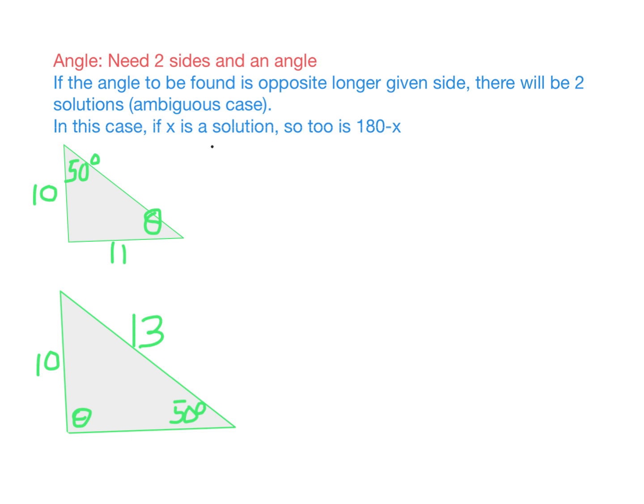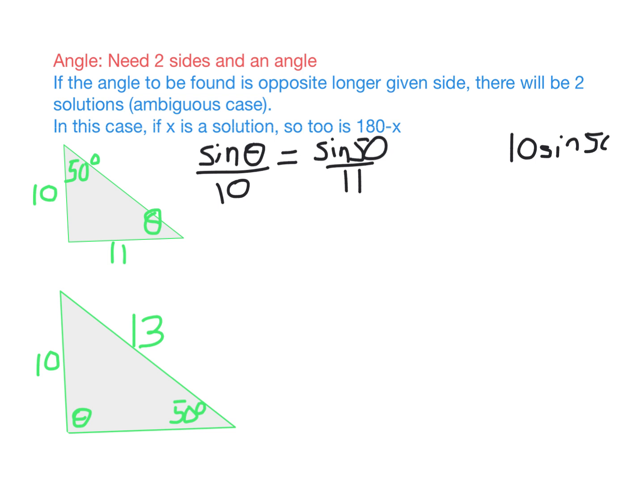I want to find theta. Now, when you're finding angles using the sine rule, angles go on top. Sine theta over 10 equals sine 50 over 11. Remember that we have to have angles with their paired side. This is a side angle pair, this is a side angle pair. So to solve this equation, what I would do is multiply each side by 10. So I'd get 10 sine 50 over 11. That's equal to sine theta.